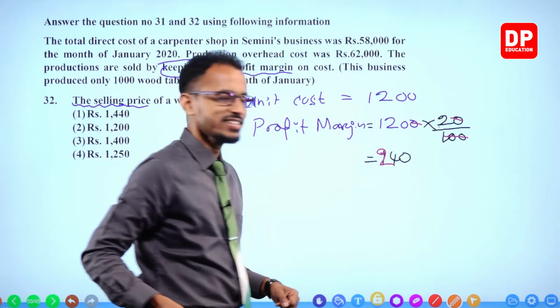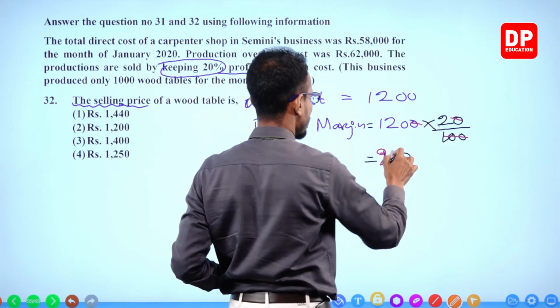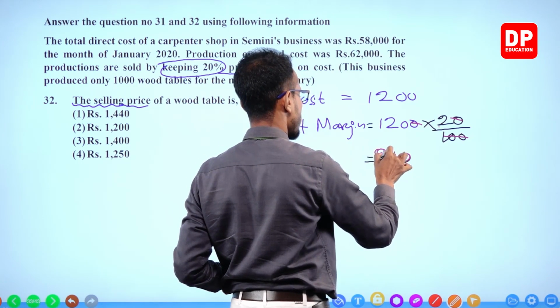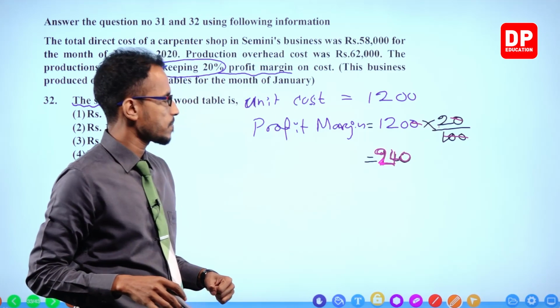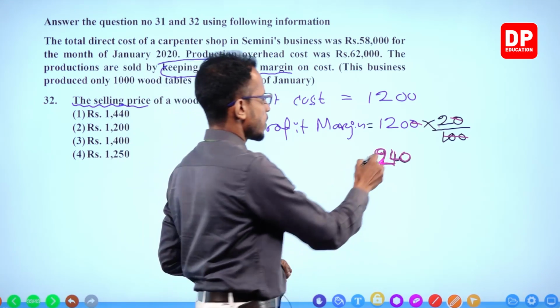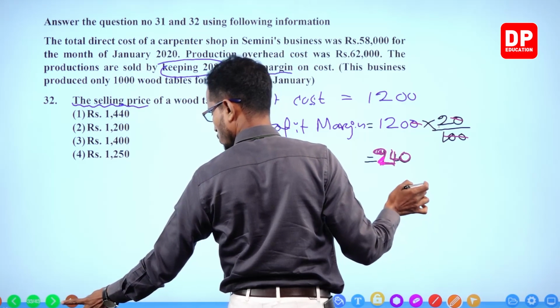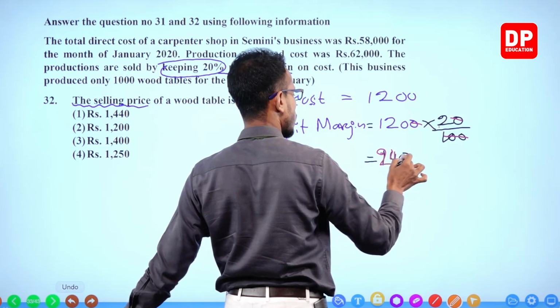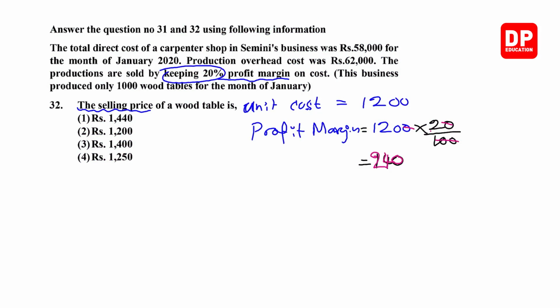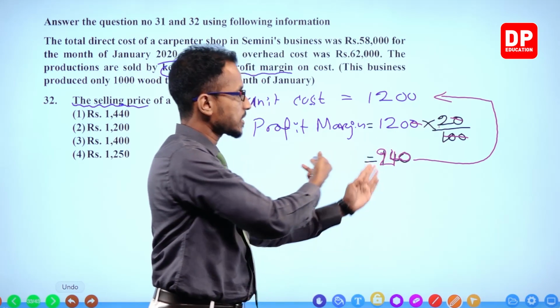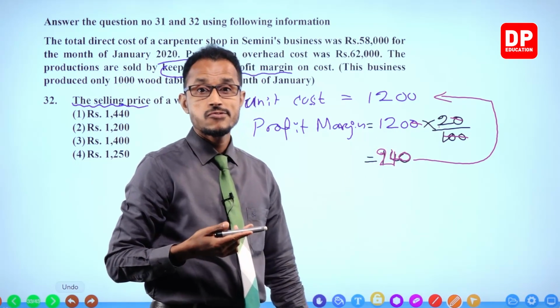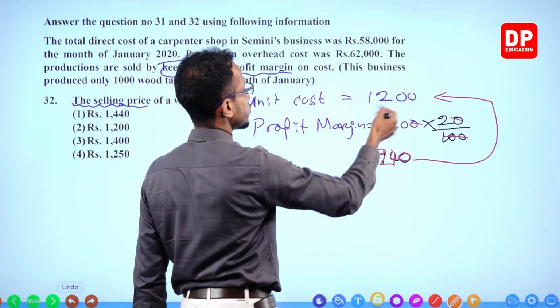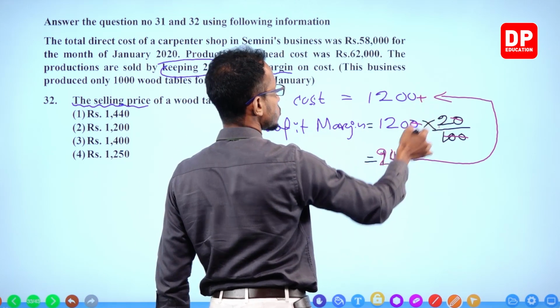I'm sorry, 240 is the answer. Add this profit to the unit cost. 1200 plus 240. 1200 is the unit cost plus 240.